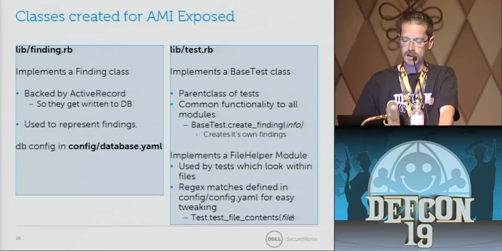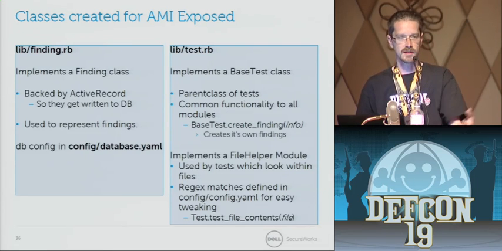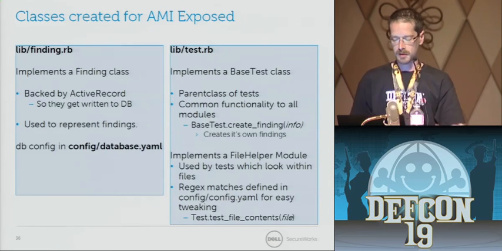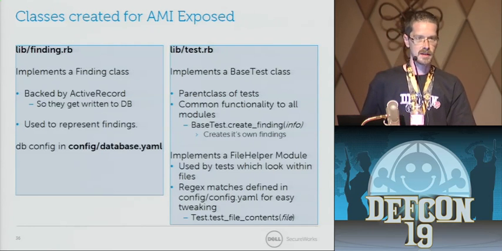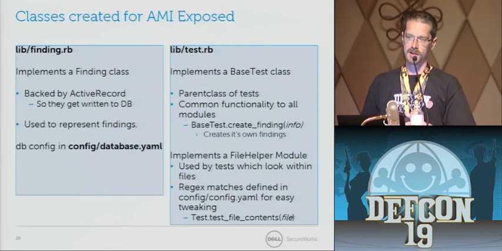And then there's test.rb, our base test class. So this is the parent class of all the test modules. It has some common functionality that's used across test modules, so you don't have to rewrite it on each one. And then it implements the file helper module that allows us to test within files, so we're not redefining that everywhere. Any test that needs to look within a file for contents can just call this method, and it's already taken care of.